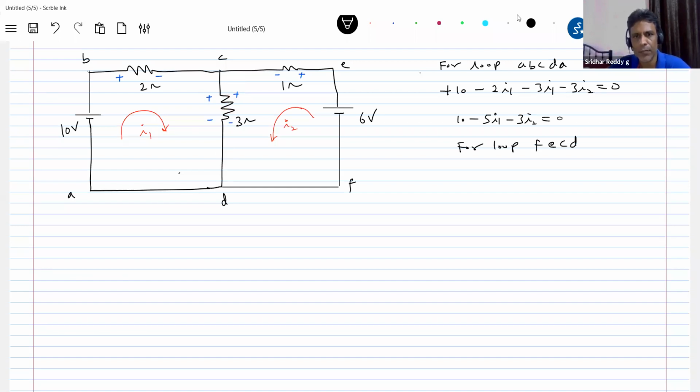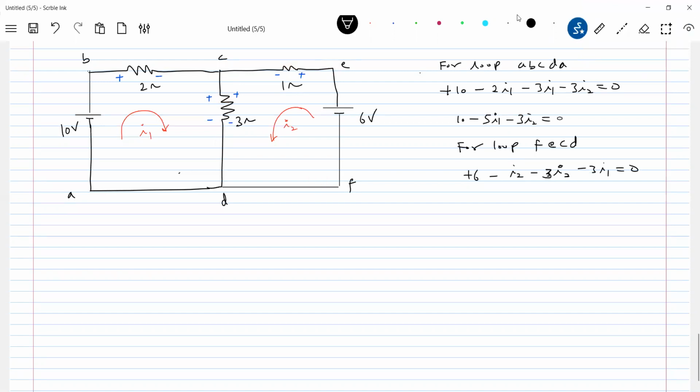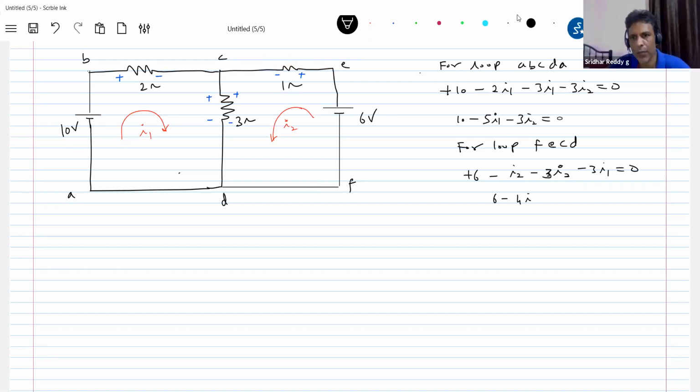Similarly, we'll write the loop FECD. Now what is the equation? Plus 6 minus I2, minus 3I2, minus 3I1 equal to 0. Now the traverse is like this. Plus 6 minus I2. Here minus 3I2 minus 3I1. So this will become equal to 6 minus 4I2 minus 3I1 equals 0. How many unknowns are there? 2 equations, 2 unknowns. Solving 1 and 2 will get the required answer.